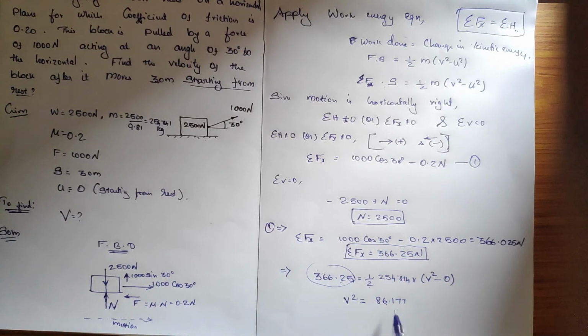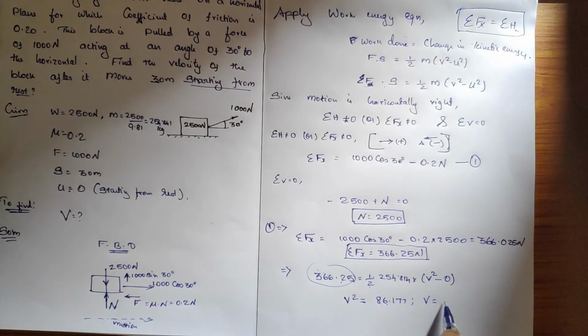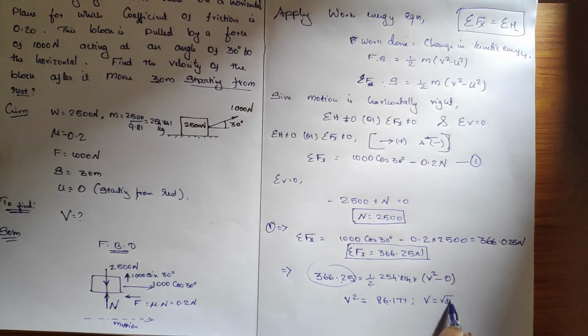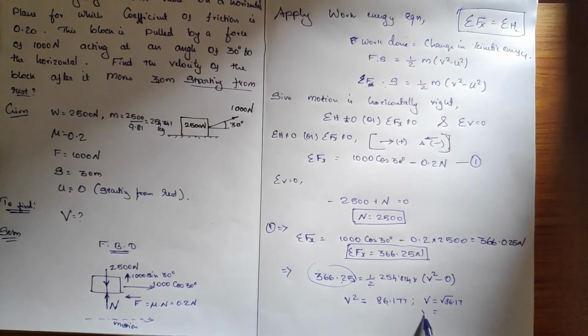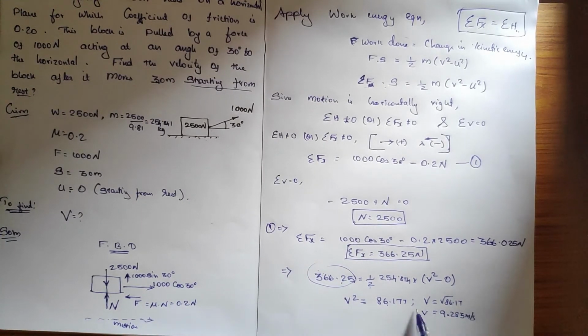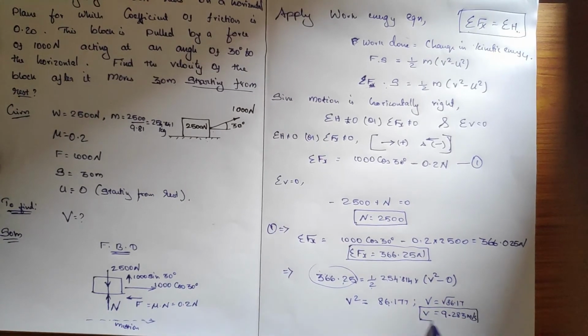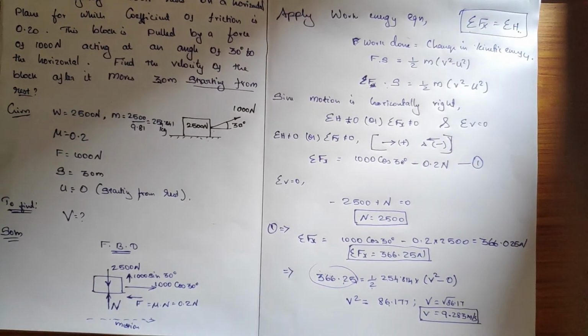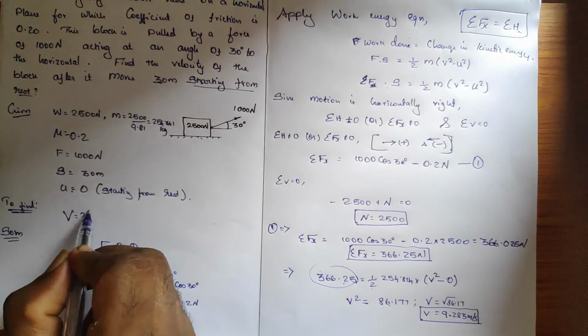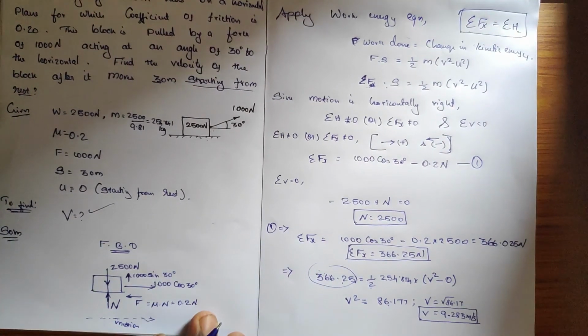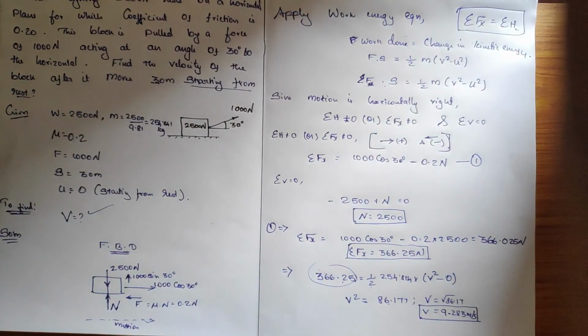Just by taking the square root of 86.17, you may get the answer as 9.283 meter per second. This would be the velocity. So now we have identified the velocity of the moving block.